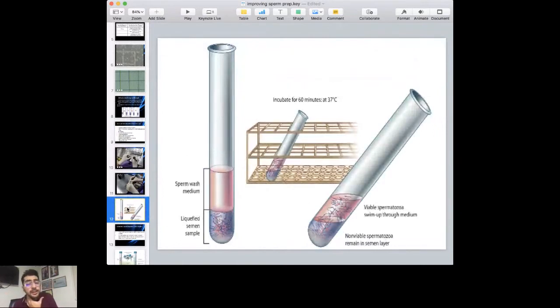Now there are people who do this preparation technique in a single tube, and what they do is they tilt the tube at a 45 degree angle or a 60 degree angle. Now can anyone tell me why you want to tilt this test tube? Looking at the image above, do you have any answers for this?